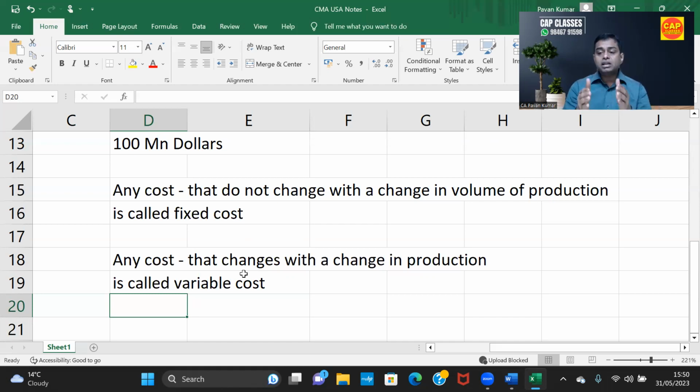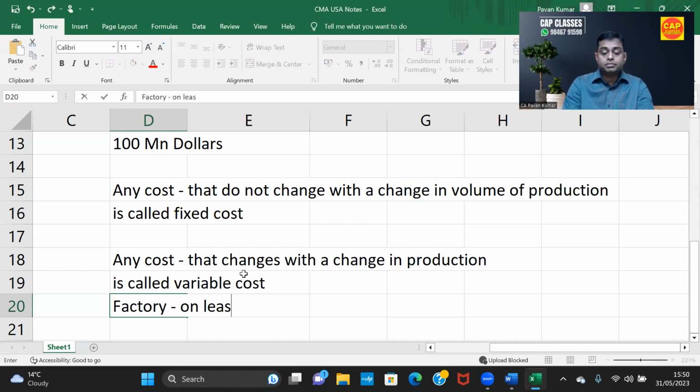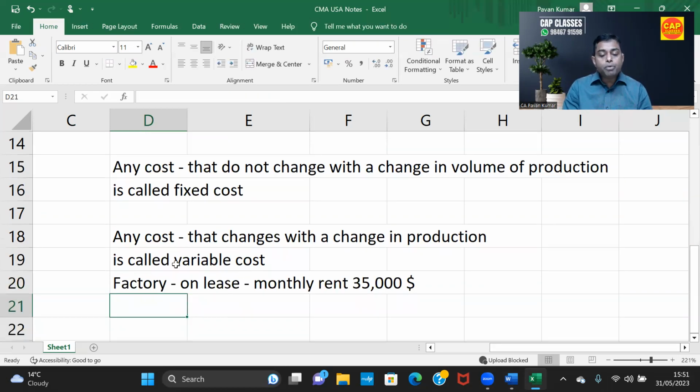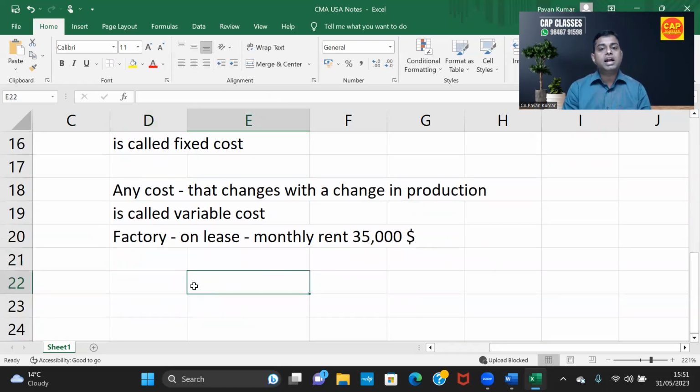For example, imagine I have taken one factory on lease. Monthly rent, say for example, 35,000 US dollars. If I produce one unit, what is rent? $35,000. If I produce 10 units, what is rent? 35,000. If I produce 100 units, 35,000 rent. If I produce 1 lakh units, 35,000 rent.